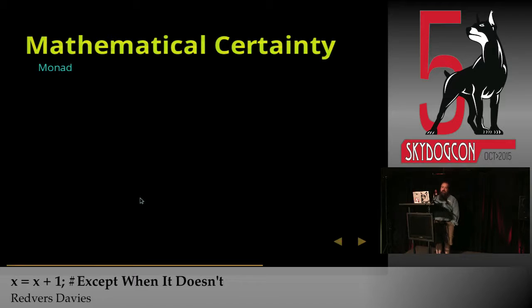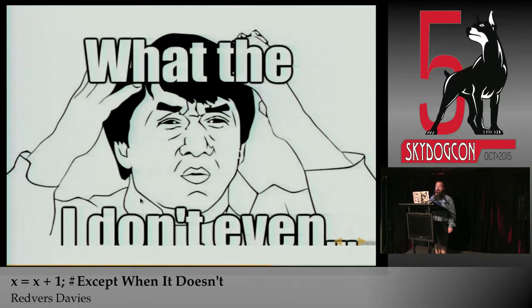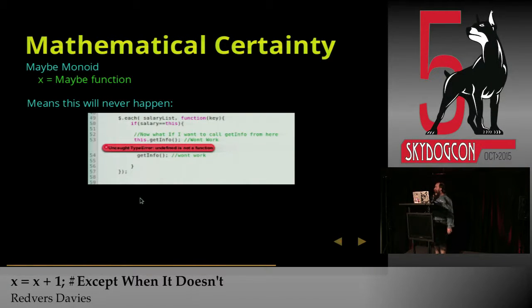And then lastly on this topic, mathematical certainty. There are these things called monads, which are legendary because they're just a monoid in the category of endofunctors of X with a product X replaced by a composition of endofunctors and units set by the identity endofunctor, which makes no sense to me at all. I mean, so example.